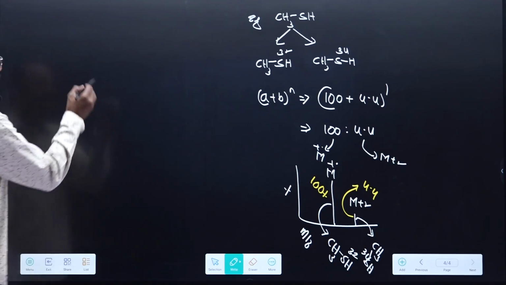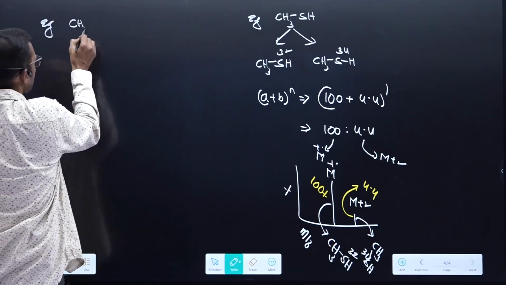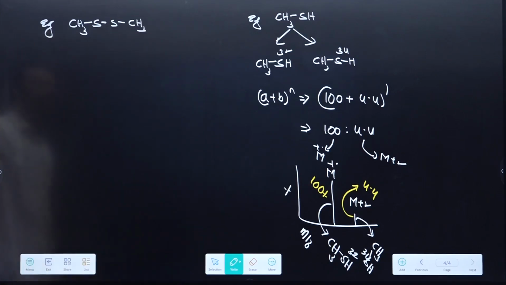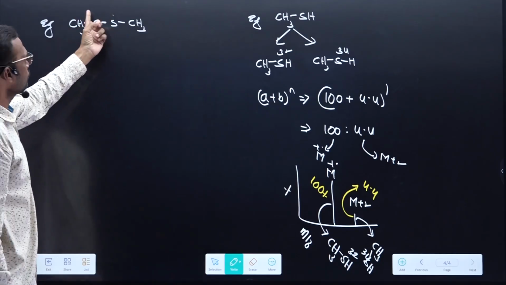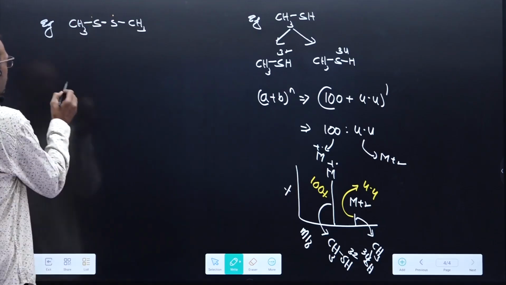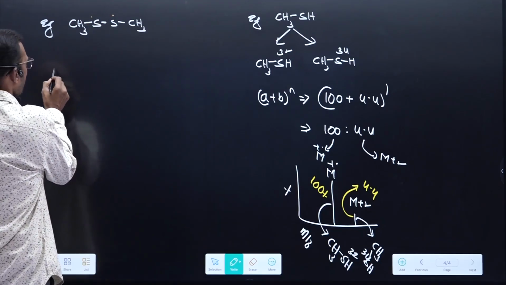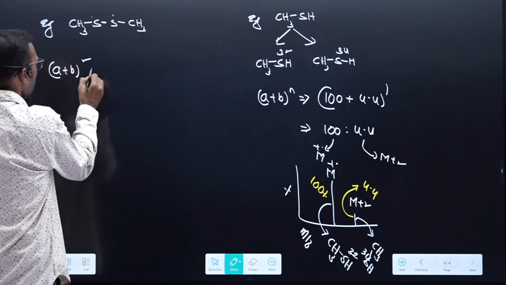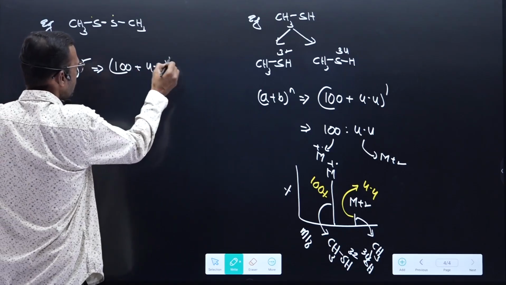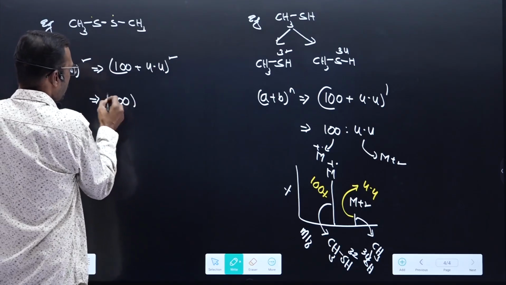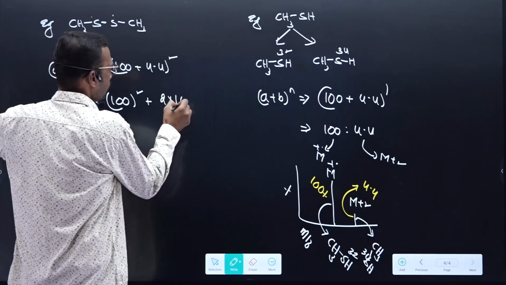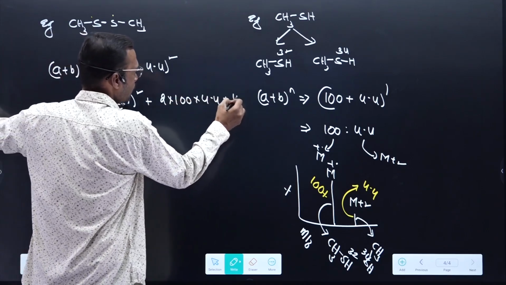So this is your last example for isotopic peak abundance. Here sulfur and here CH3, 2 sulfurs I am taking. So this is 32, 32, 32, 34, 34, 32 and 2 34s. So variable possibilities are expected in this one. Here 2 sulfurs are present, A plus B to the power 2. Here A should be taken as 100 and heavier isotope 4.4 to the power 2. So A square, 4.4 square. Now 2AB, 2 into 100 into 4.4, then 4.4 square.